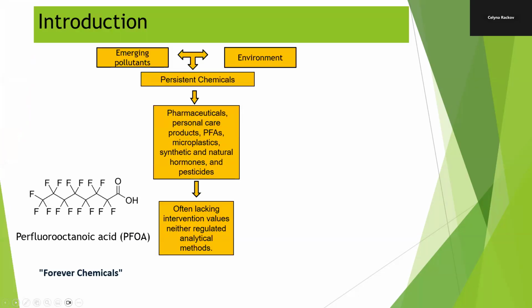So, perfluorooctanoic acid, PFOA, is one kind of emerging pollutant. But what are emerging pollutants? Emerging pollutants are pollutants that are continuously entering the environment through various sources, and they have potential risk to human and environmental health.